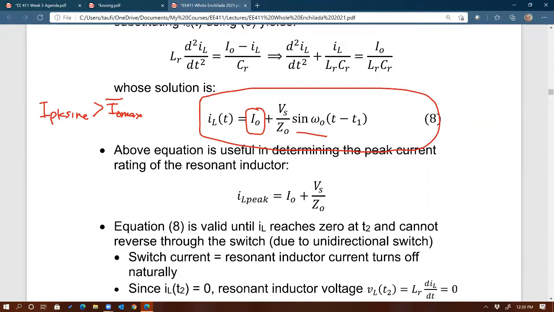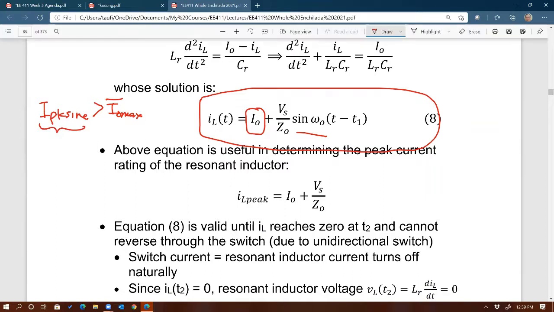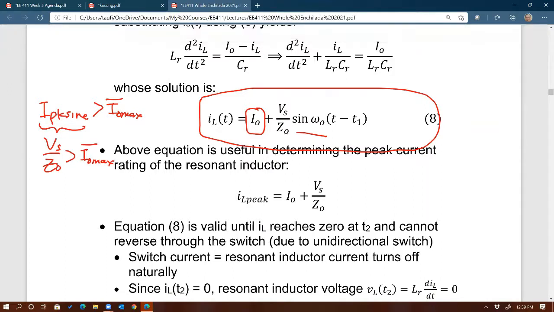VS over Z0. Very good. So this translates from this equation. Now we know that I peak sine is VS over Z naught, and it has to be larger than I out max, right? Again, this is not in the book. Go ahead and write it down in your book. Something that I have to add in the future EE411 book.